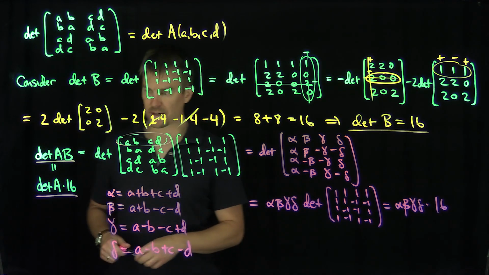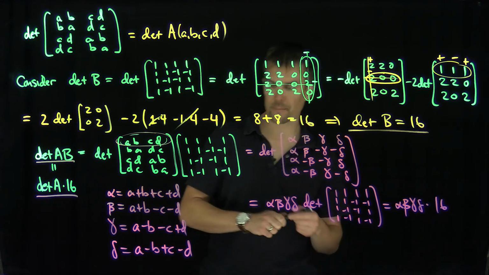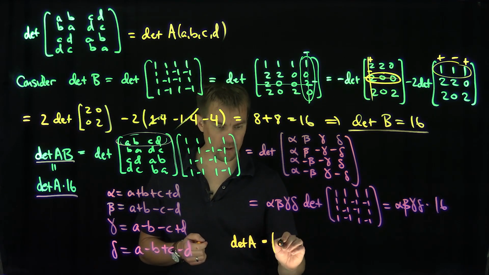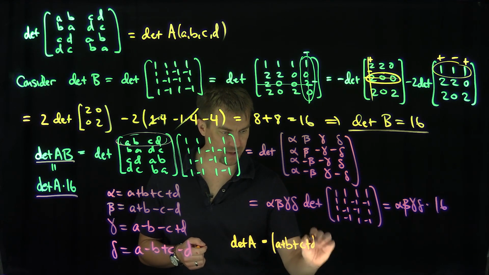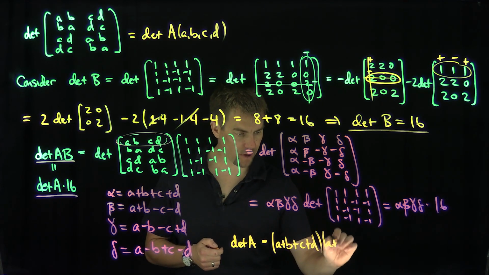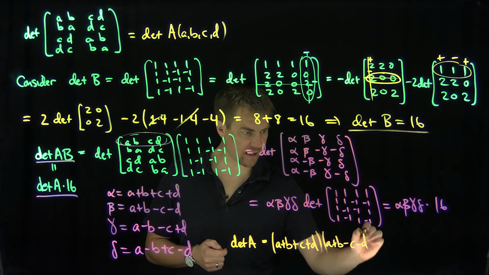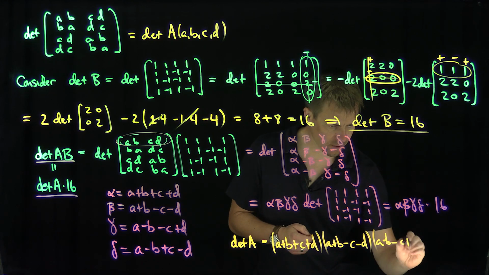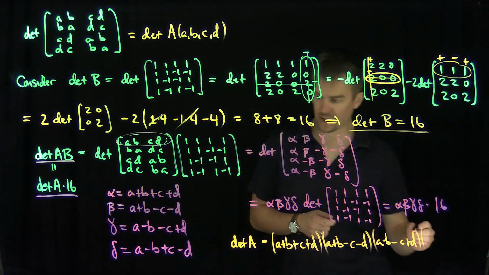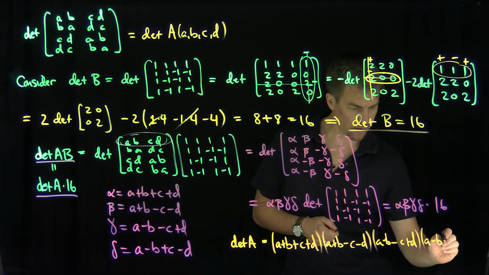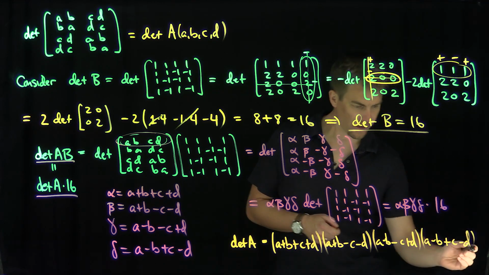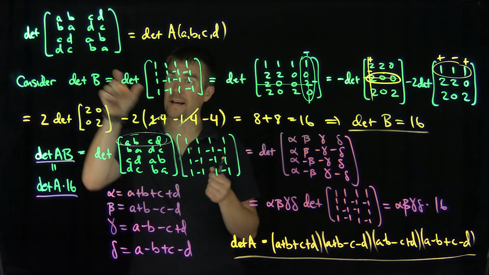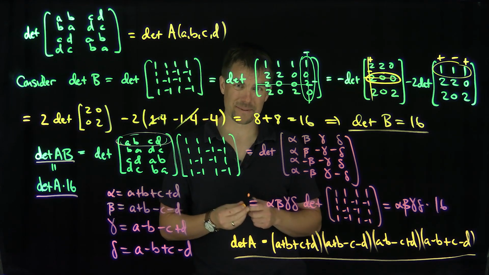So therefore, by canceling the 16 on either side of the equation, we get the following relationship. The determinant of A is alpha, A plus B plus C plus D, times beta, A plus B minus C minus D, and then gamma, A minus B minus C plus D, and then times delta, A minus B plus C minus D. So our determinant of A is computable as this symmetric product over here by introducing this auxiliary matrix and computing the matrix product. Thank you very much.